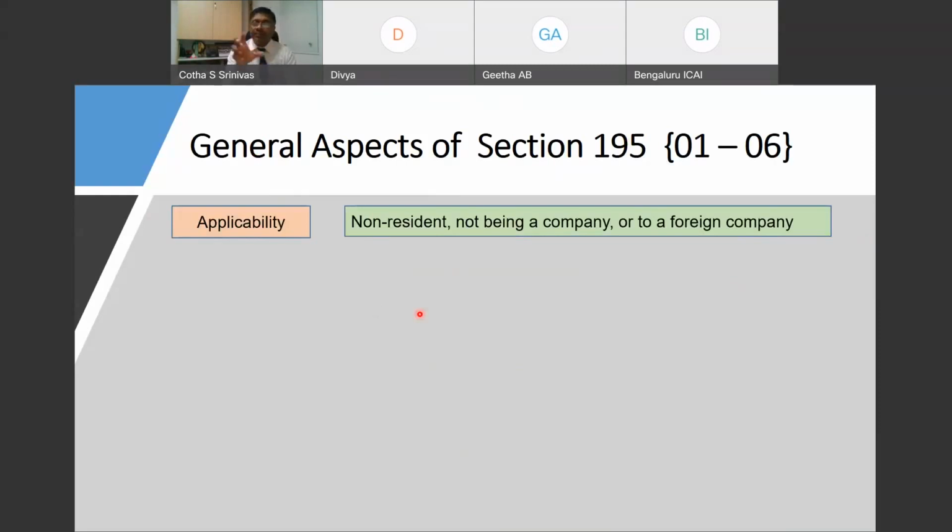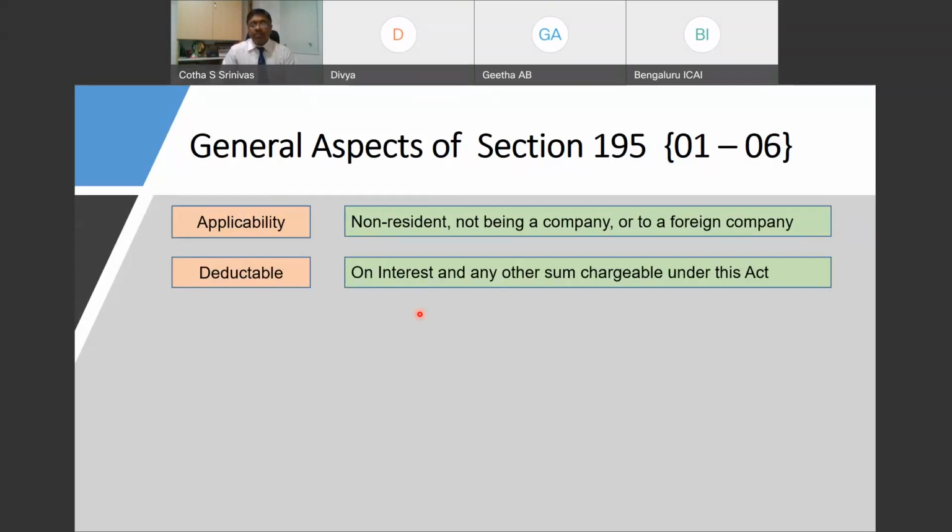So whenever we talk about section 195, it applies to a non-resident. Who should be a non-resident? Not being a company, or a foreign company. So for all types of persons who are non-residents, section 195 will be applicable. The non-resident should be the deductee, not the deductor. So if the deductee is a non-resident, section 195 will be applicable, irrespective of the deductor. The deductor can be resident or non-resident also, but the deductee should be a non-resident. Then only section 195 will be applicable.